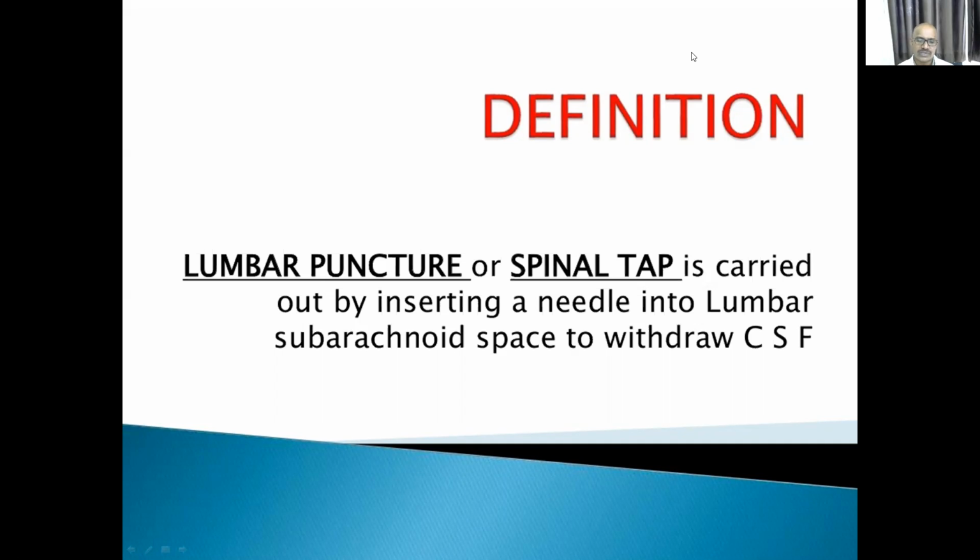So the CSF glucose is 45 to 80 and the CSF protein is 15 to 45 milligrams per deciliter. CSF protein is about 1% of the plasma. Normal CSF glucose is 45 to 80 milligrams per deciliter. Normal CSF protein is 15 to 45 milligrams per deciliter.